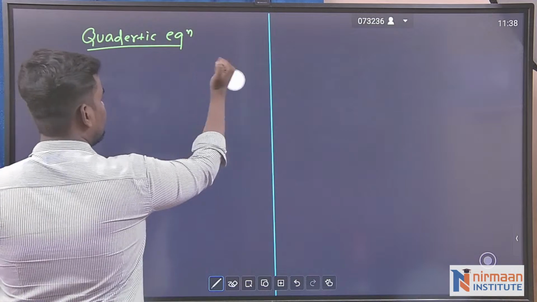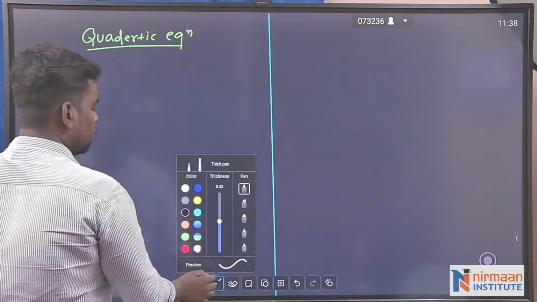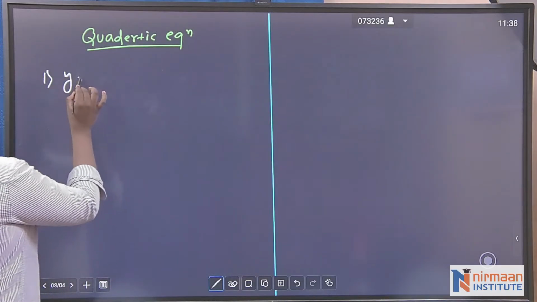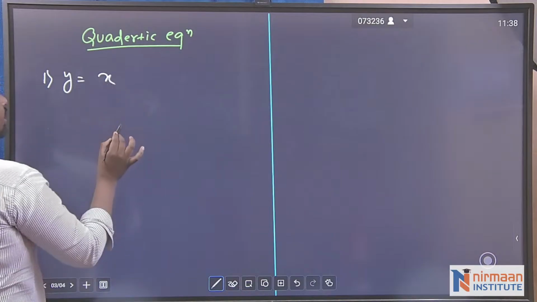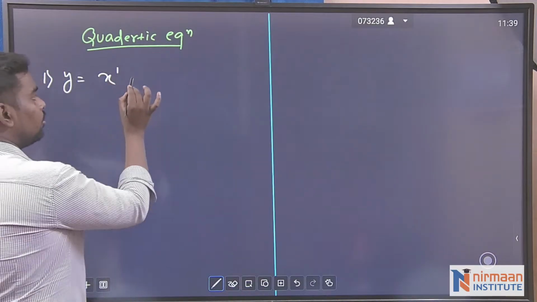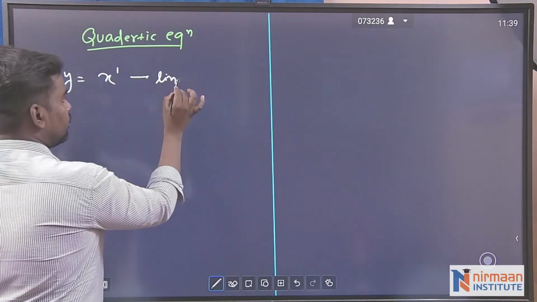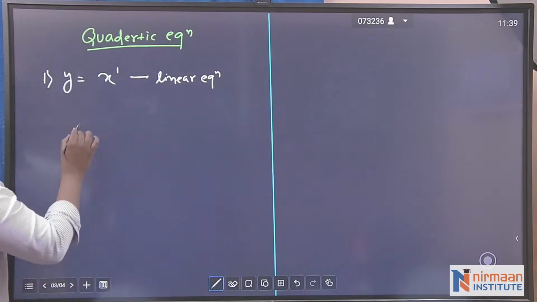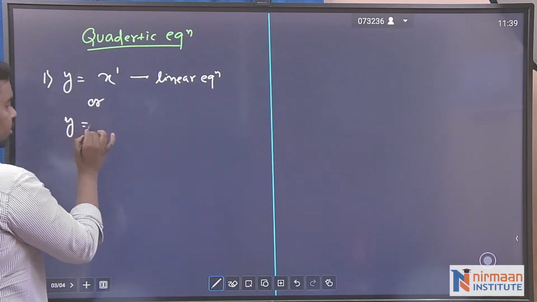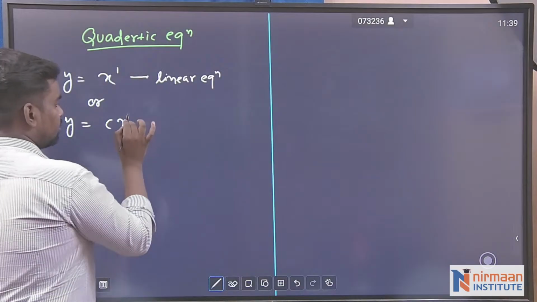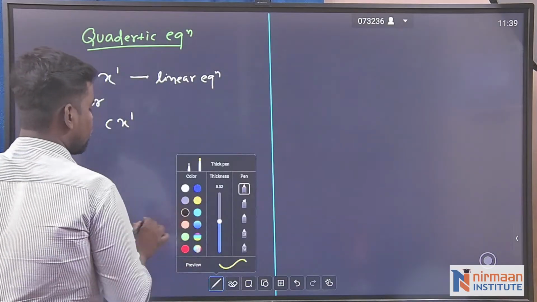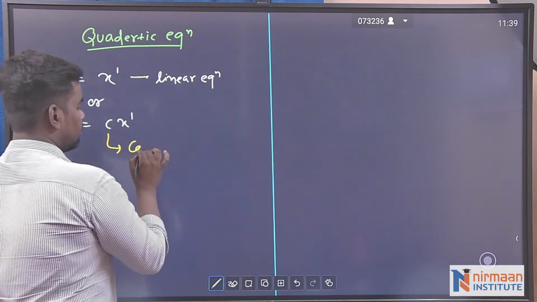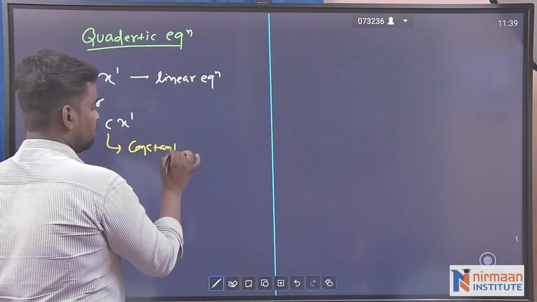So what is a quadratic equation? See, I'm writing some points. y equal to some x, its power is x power 1. It's called a linear equation. Or I can write y equal to cx, where x is power 1 and c is a constant, which means it's a number.